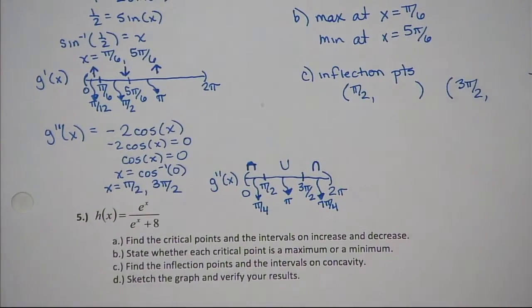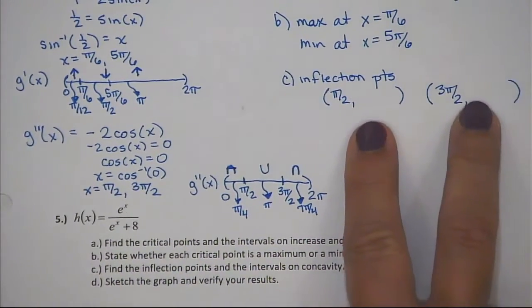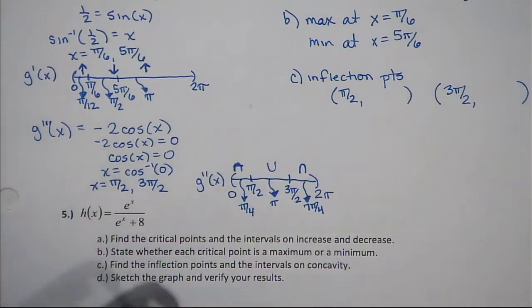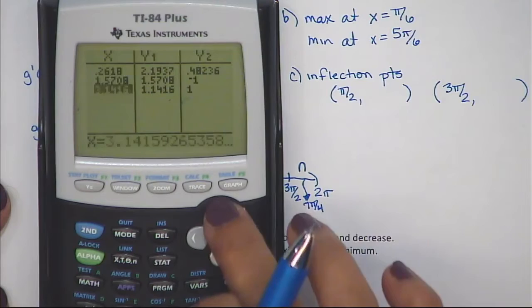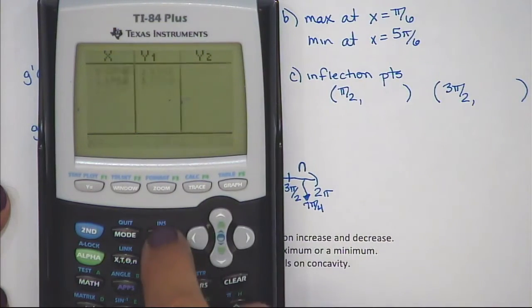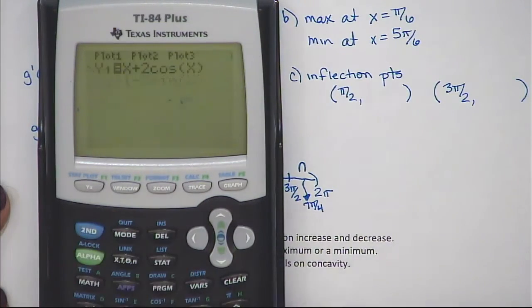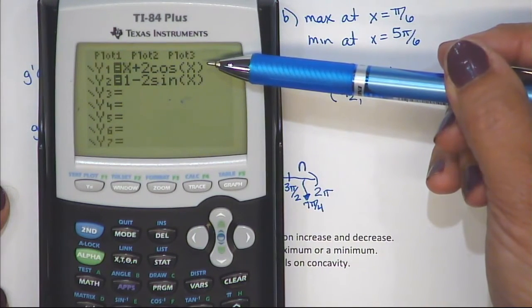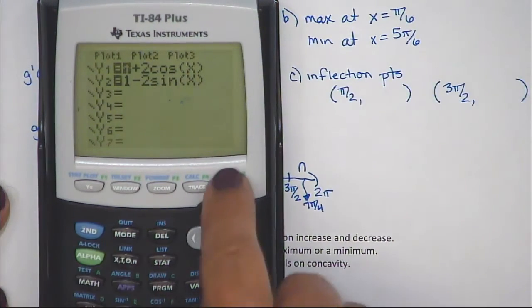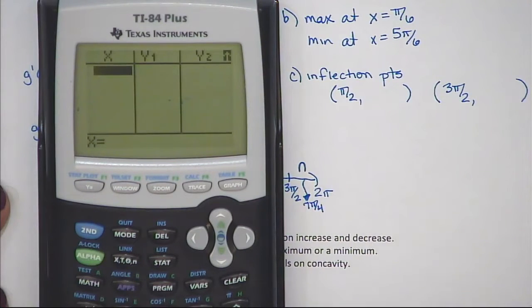All right, now where do I find those y values? Original function. So now I'm going back to my calculator. Clear these guys out. Okay, now remember, I'm putting it in the original function. So now I want to look at the first column. Go to your table, and I'm going to put in pi over 2.